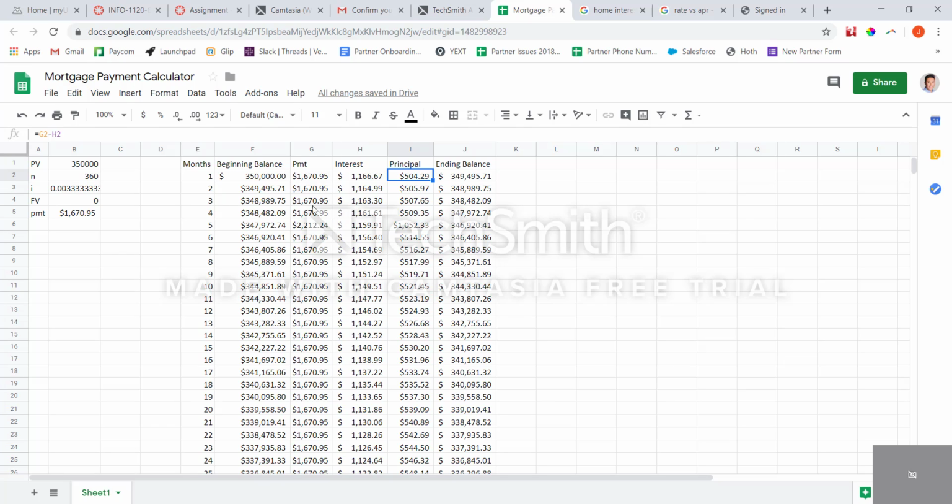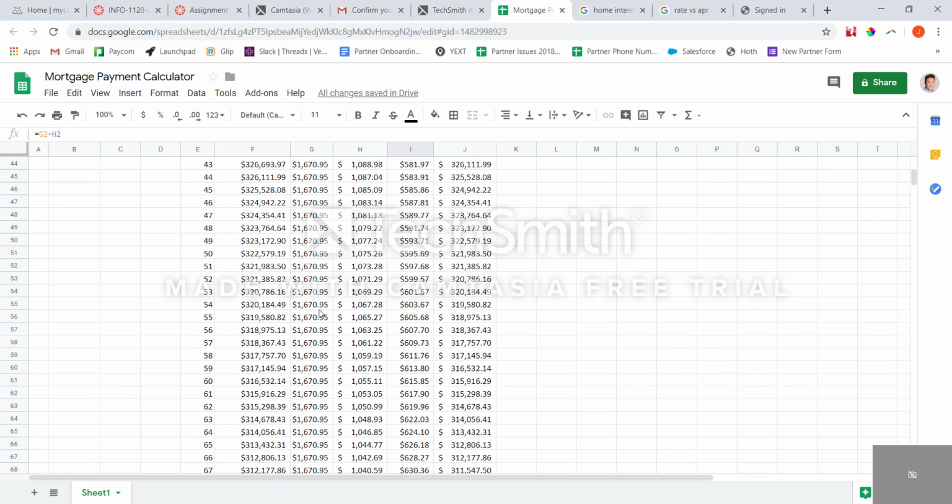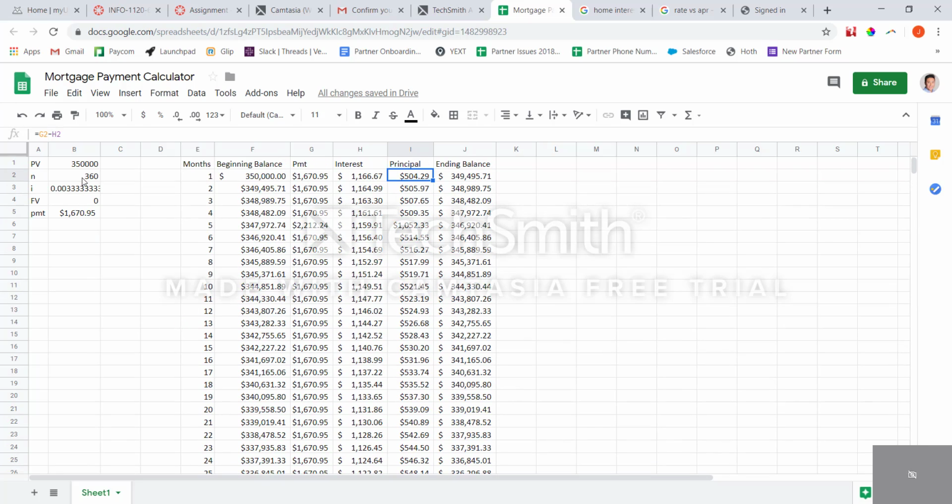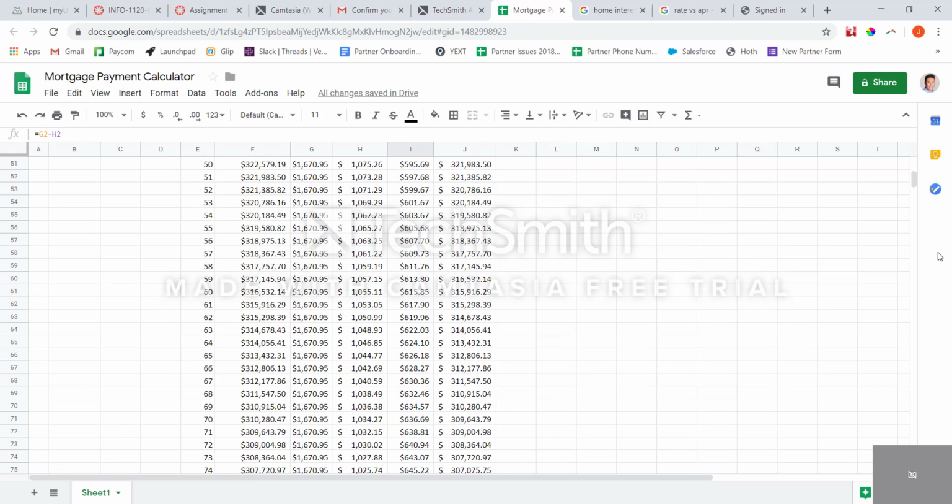And after you set all that up, it's pretty straightforward. You drag down, drag down, drag down, drag down, all the way down to 360, which I'm not going to scroll all the way down there. It would take me ages. And that's how you set up a mortgage payment calculator.